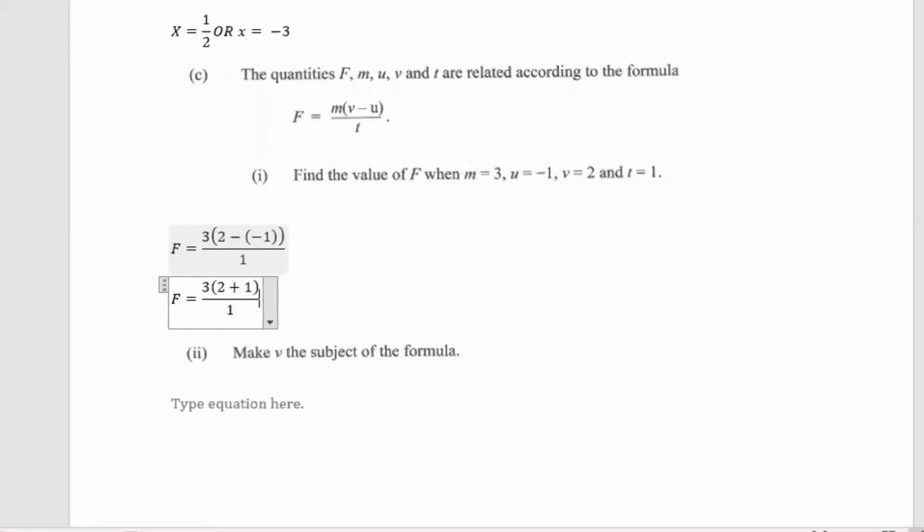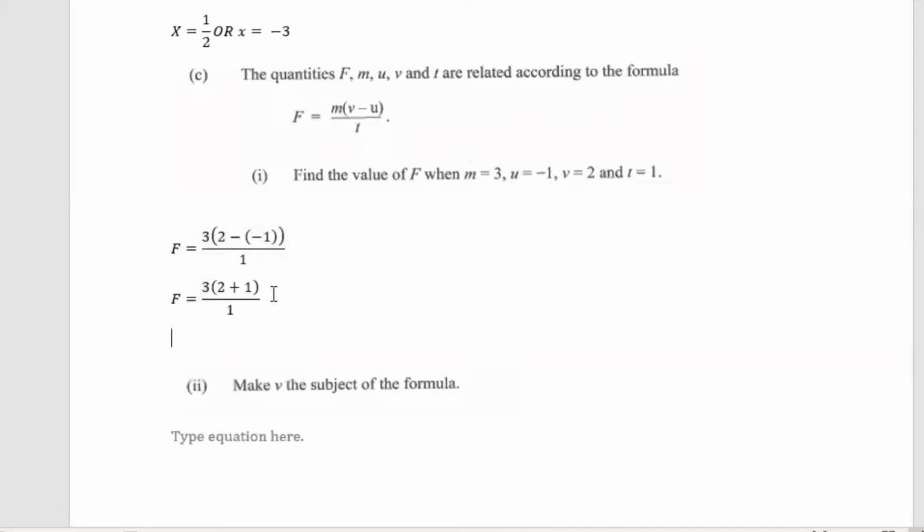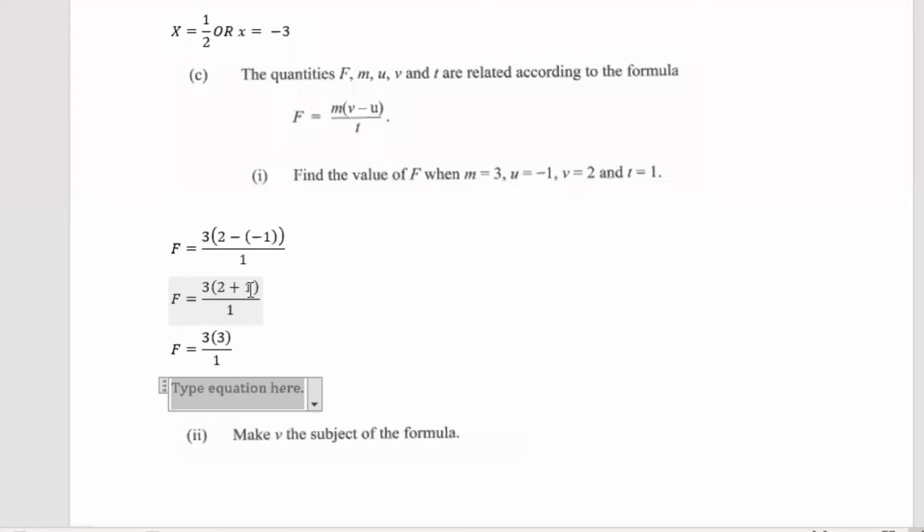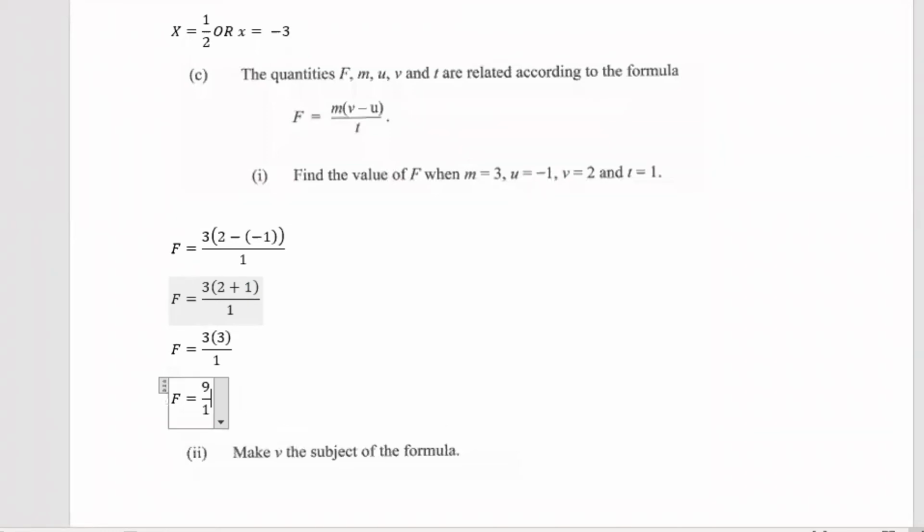So guys, all we're doing is substituting the values that they gave us in the question and putting it into the formula that was also given. So now working the bracket, 2 plus 1 is 3. So what we'll have is 3 multiplied by 3, and all of that is divided by 1. So therefore 3 multiplied by 3 is 9. So therefore F is equal to 9 divided by 1. And when you do that working, what you'll get is F is equal to 9.